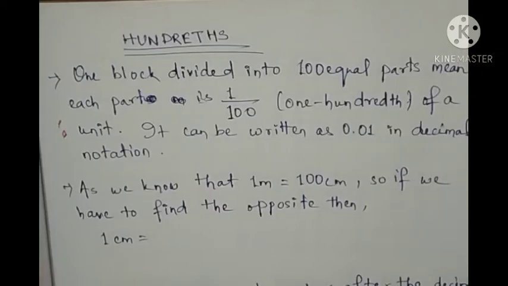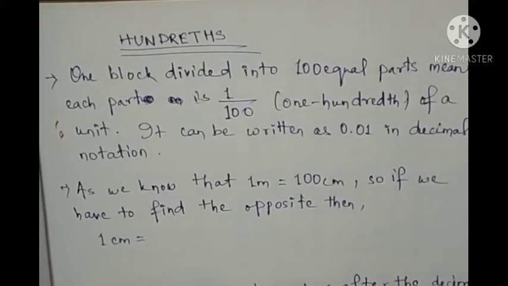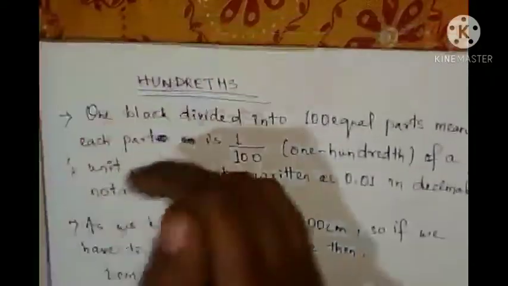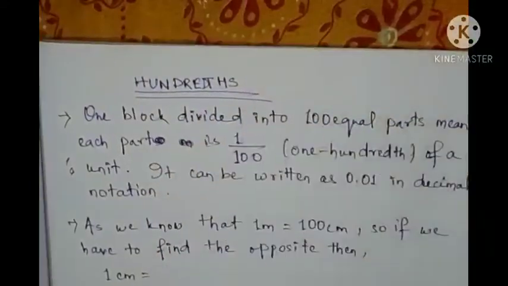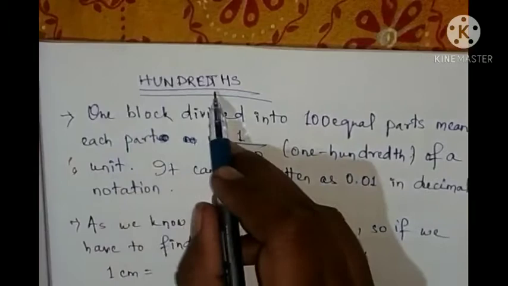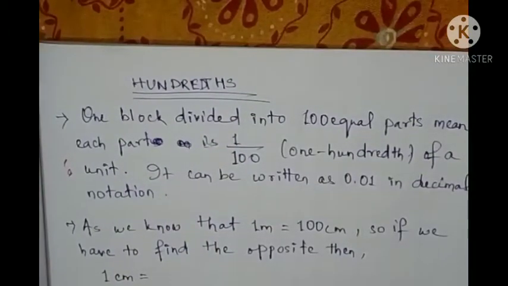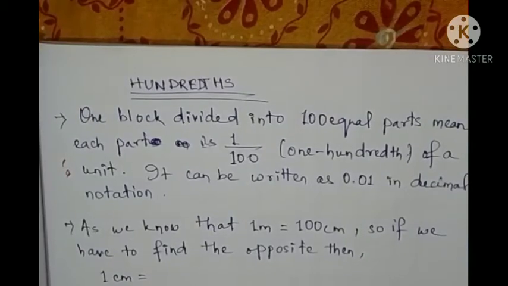Today we will learn about hundredths. After tenths, what is coming? Hundredths. So let's see how we can write hundredth and what hundredths is. Here I have written the wrong spelling. It is HUNDREDTH. In tenth you write 10 then TH, like that 100 then THS. Hundredths. So let's see how we can write.